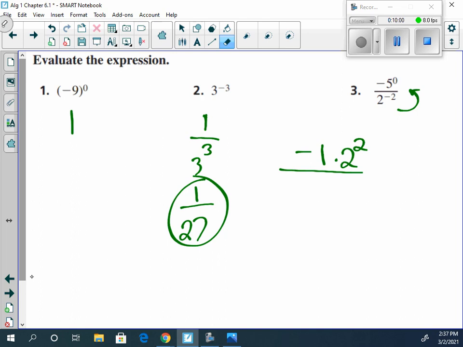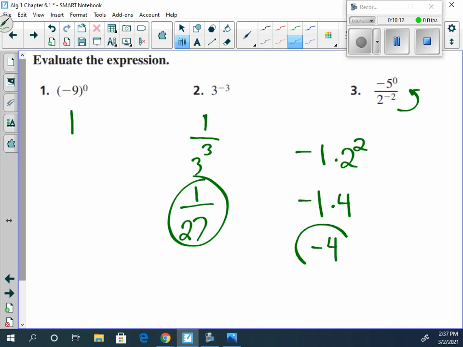Well, we have everything on top now. So we have -1 times 2 squared. Well, what is 2 squared? 2 times 2 is 4. So this would be negative 4.